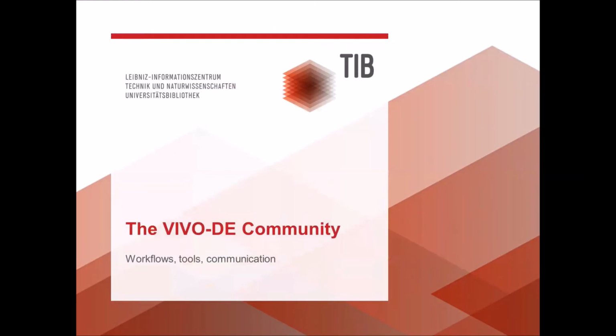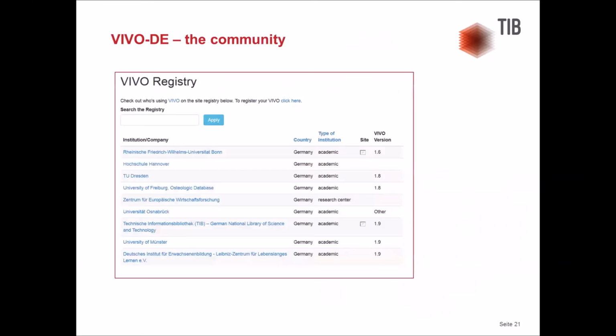So let's go to the most important thing about VIVO. This is the community. I'd like to talk about some workflows, tools, and means of communication. At first, the community in Germany consists of a slowly but steadily growing number of institutions. These include several universities and non-university institutions, and the VIVO registry gives only an incomplete impression. Some institutions seem to be very shy with giving any information about their activities. So right now, I think we have 9 institutions in the registry, but I know at least about 15 or 20.